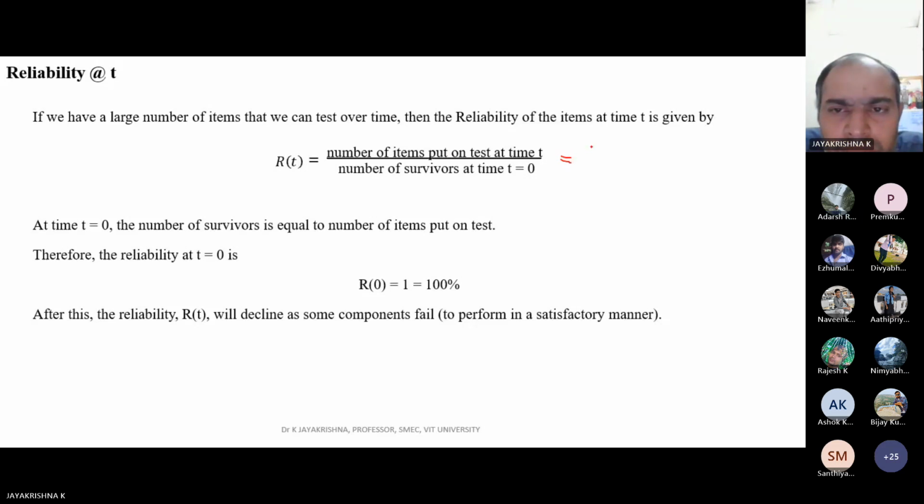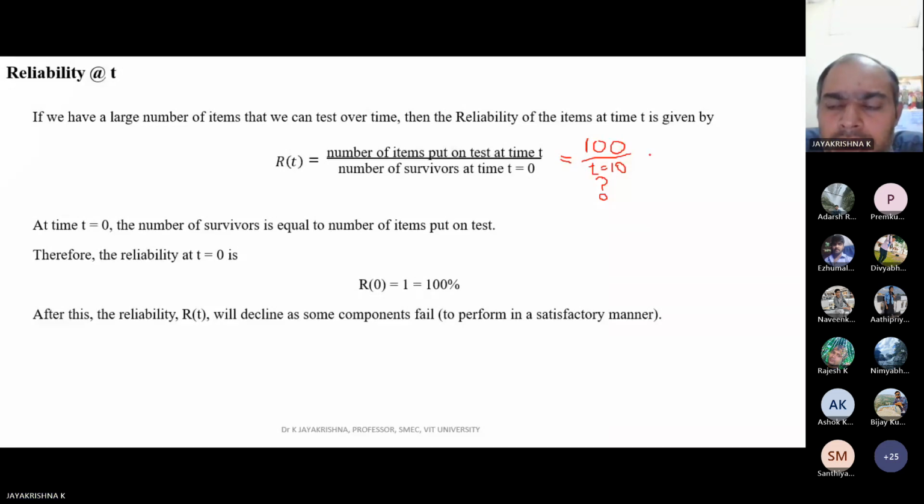Not the hours, the number of items. Initially, how many am I putting in? 100. Now I'm asking about the number of survivors at t, that is, when t equal to 10. What is the number of survivors? Out of these 100 bulbs, how many would have survived after 10 hours? That is the question mark here.